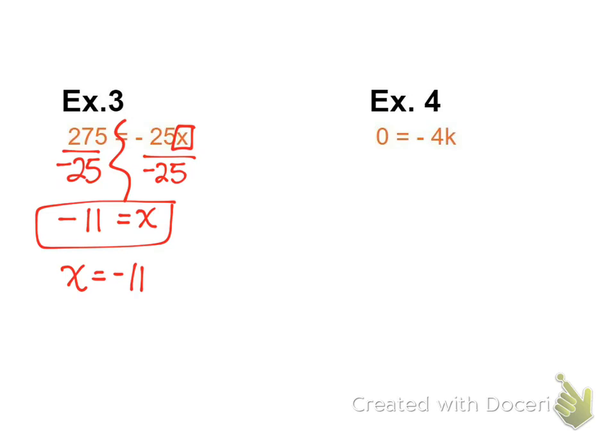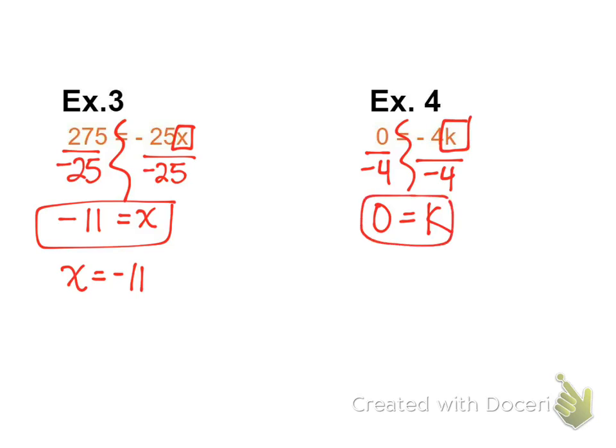On number 4, what did we do? How did we get k alone? Divide by negative 4. And what did we get for k? 0, good. So it's fine for 0 to be on the top. We divide by a negative 4. 0 divided by negative 4 is still just 0. Again, if you prefer your 0 to be on the other side of the k, that's fine. Same thing.